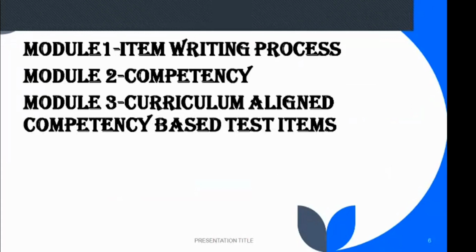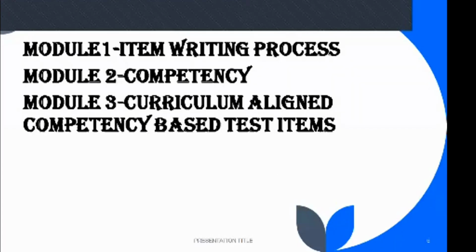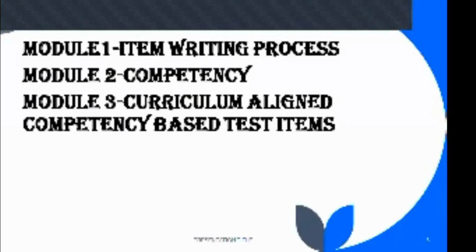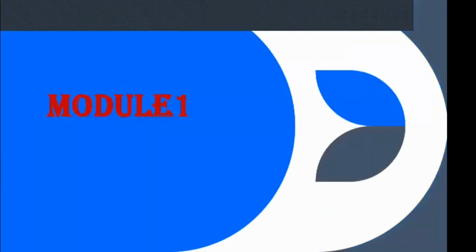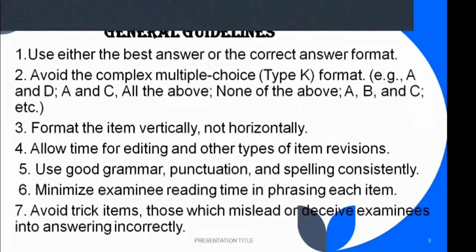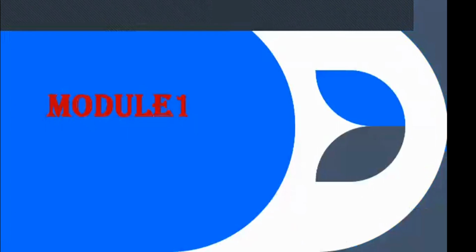Module 1 will have the item writing process. In Module 2, we will see what is competency. Module 3 will have curriculum aligned competency based test items. So now we are going to have a look at different competency based test items of different subjects. Let's get started with Module 1. Here in Module 1 we will see general guidelines. First of all, what are the general guidelines to make any test item?